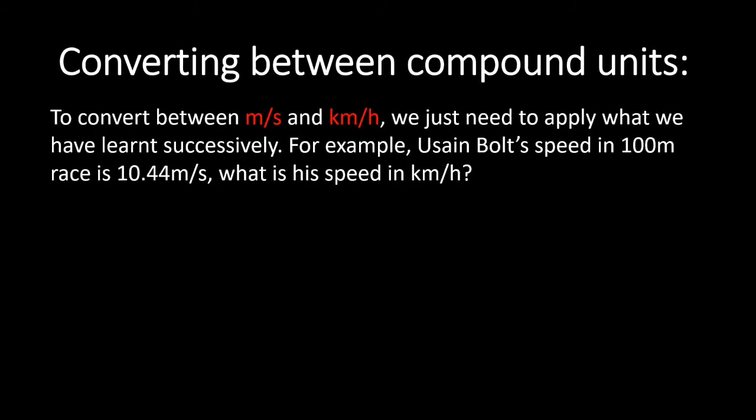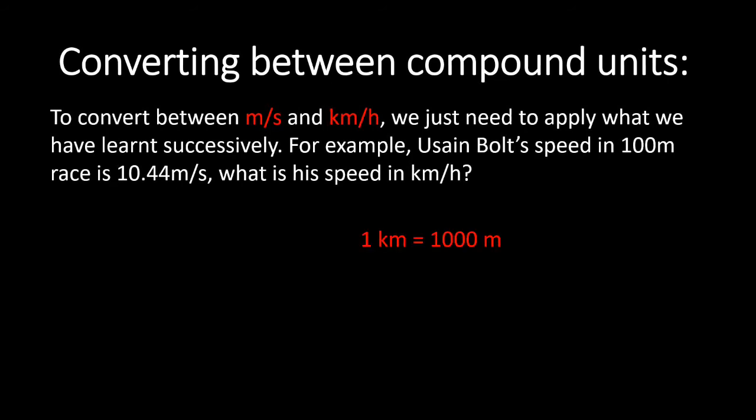Sometimes we will be dealing with units that are more complex because there are several units put together. I call them compound units. Some of the more common ones are meter per second and kilometer per hour. They are both speed, and let's try to convert between them. For example, Usain Bolt has a speed of 10.44 meter per second in a 100-meter race. What is his speed in kilometer per hour?